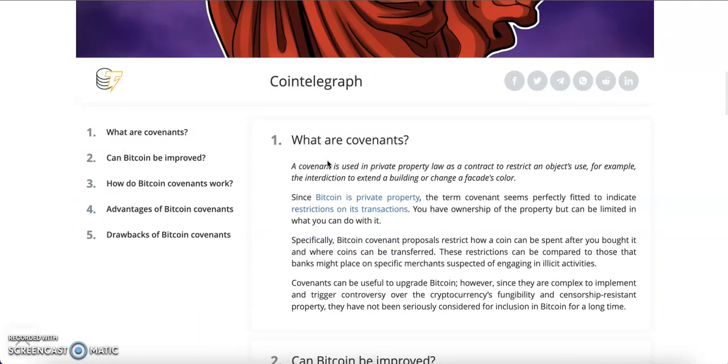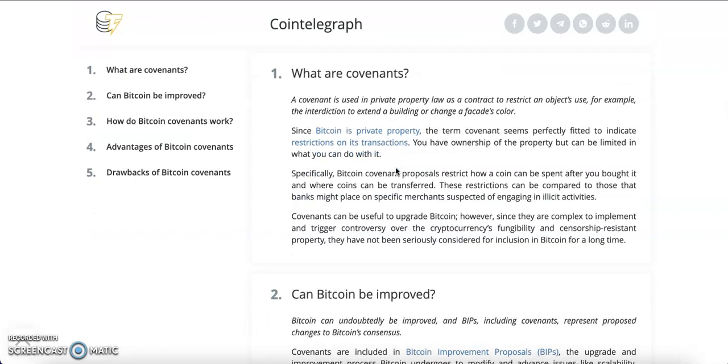So, what are covenants? A covenant is used in private... No, let me not go through that. Okay, let me read. A covenant is used in private property law as a contract to restrict an object's use, right? So there's an object, and you can restrict how the object will be used, right?